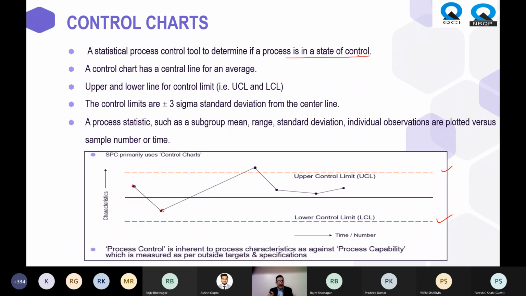Second point, it's saying a control chart has a central line for average. So this is a central line. We also call it average. As this is the center, we also call it average, and these are, as I said, the upper and lower control limits. When this is calculated, the formula is fitted in such a manner that these control limits are 3 sigma. We can see from here 3 sigma deviation from the center line. This is my center line, so this is plus 3 sigma and this is minus 3 sigma.